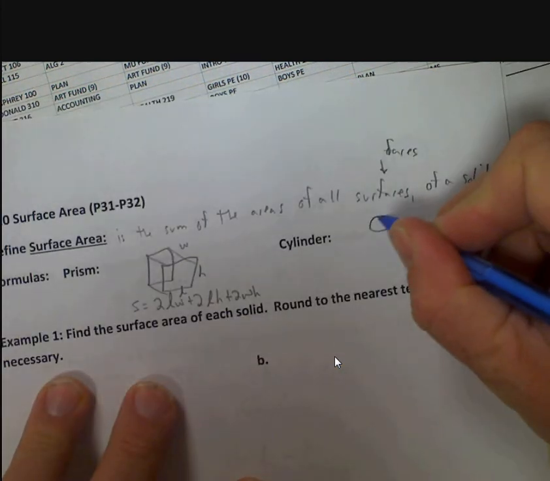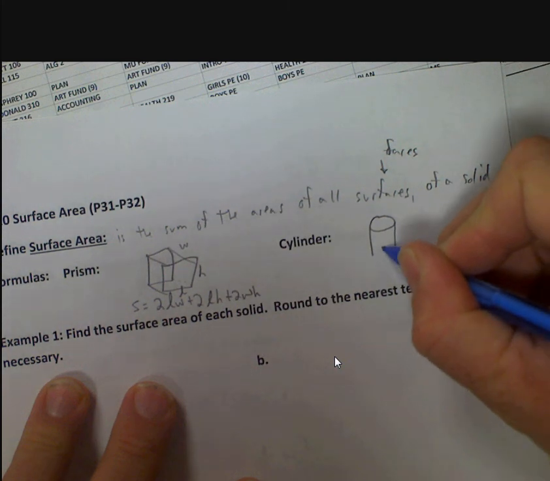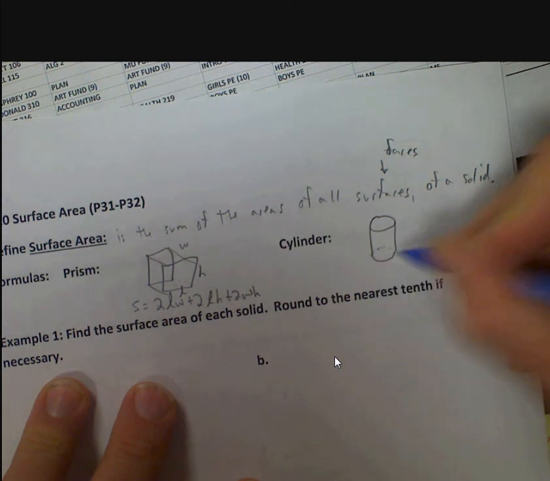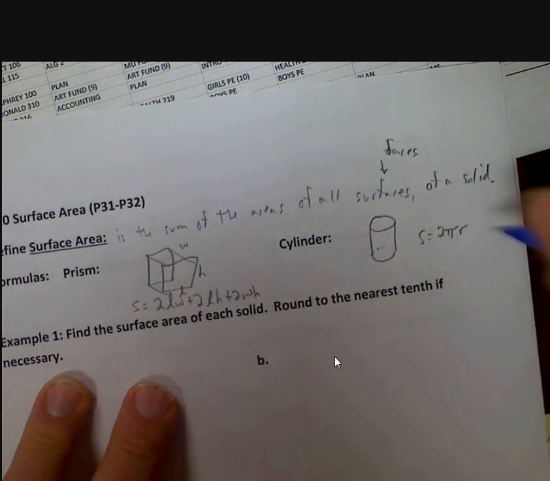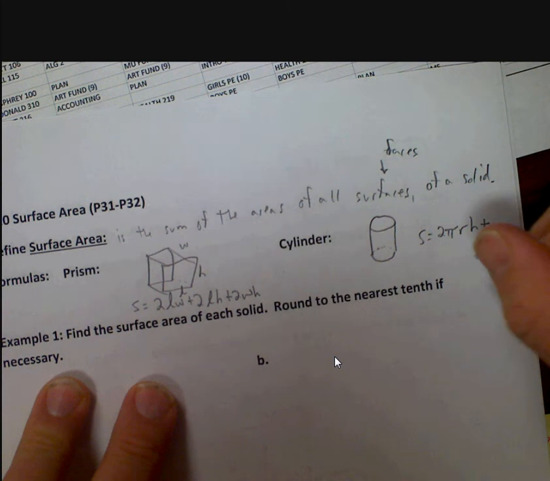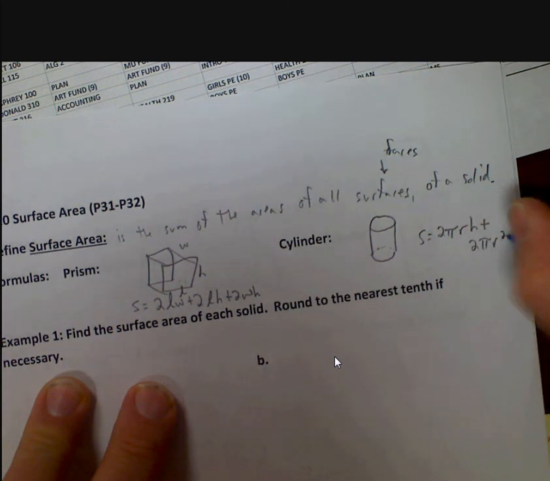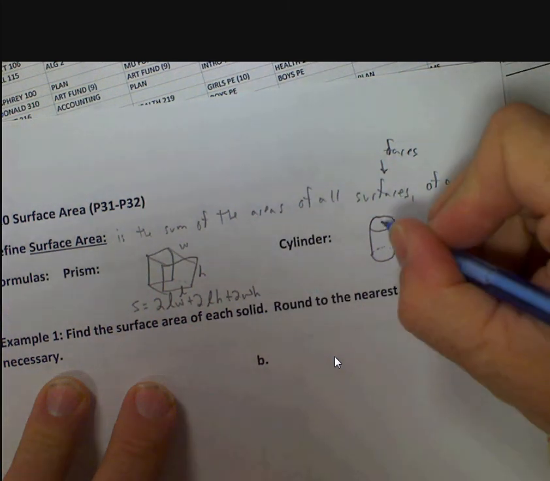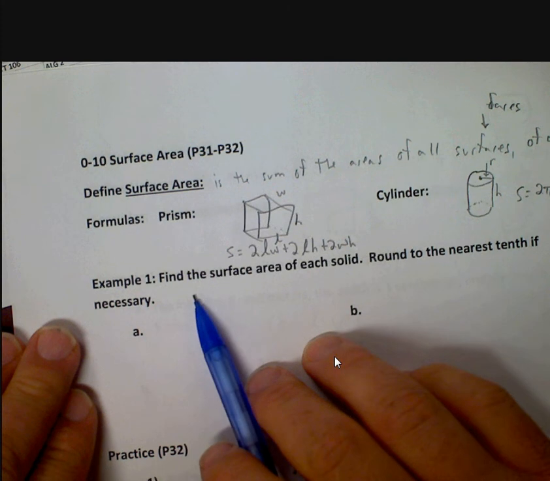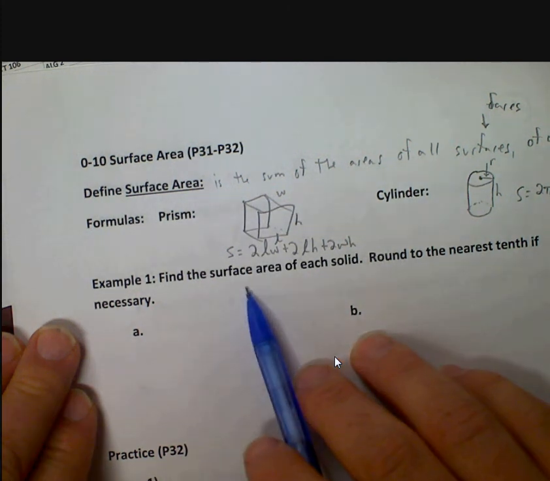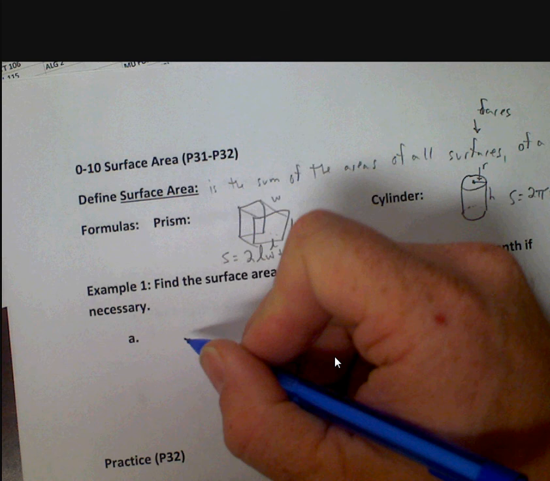Cylinder. So here's our cylinder. The surface area of a cylinder is 2 pi r h plus 2 pi r squared, where once again this is the radius and this is the height. So it says find the surface area of each solid, round to the nearest tenth if necessary.